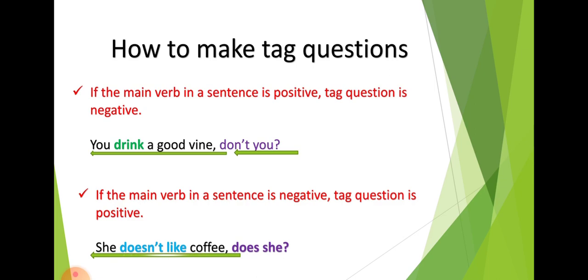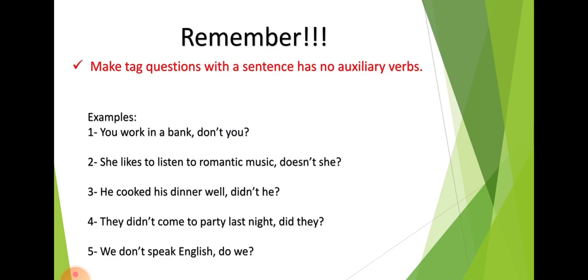And form number 2, if the main verb in a sentence is negative, the tag question is positive. Read the example here. She doesn't like coffee. She doesn't like coffee is a statement in negative, so the tag question is positive. Does she?